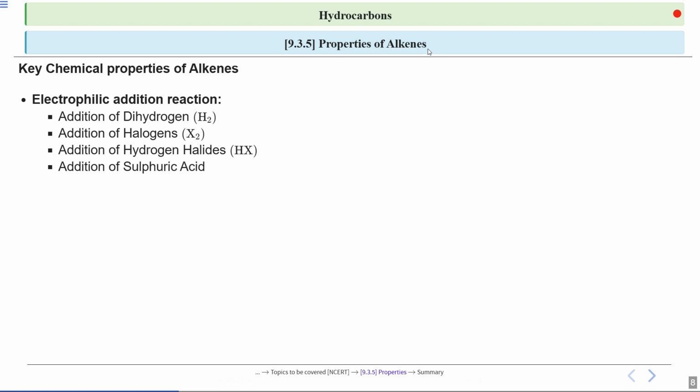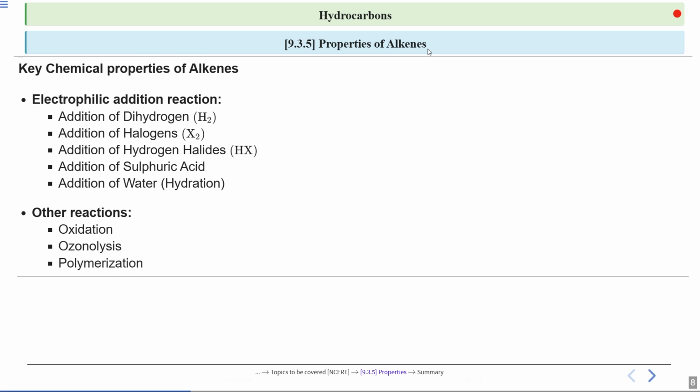Further, we can also have addition for sulfuric acid. Then we have addition of water. Since water is added, we can also call it as hydration. Got it? Now this addition of water occurs in the presence of an acid, which act as a catalyst there, mainly to form alcohol. Now these are the first set of reaction, and we have some another set of reaction which are specific. First one is oxidation, which is basically the increase in oxidation number of carbon. Then we have ozonolysis, which is reaction with O3 or ozone. And lastly, we have polymerization, where certain single units combine to form a bigger unit. Got it?